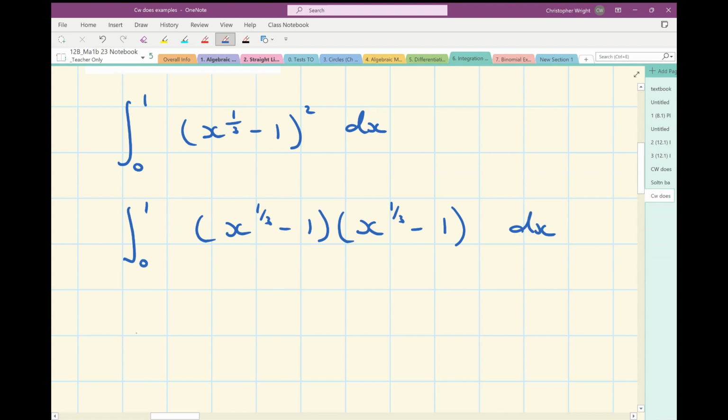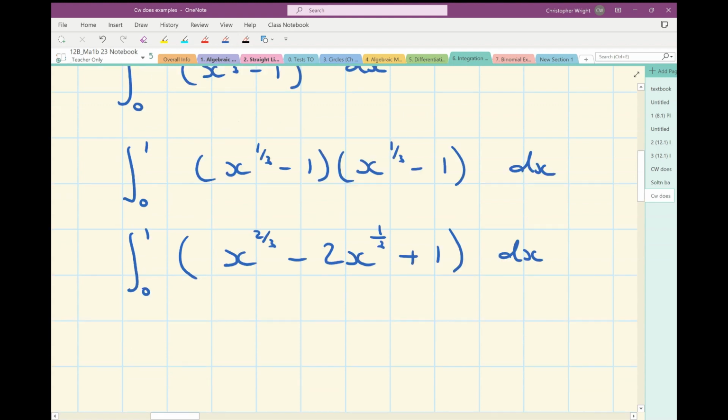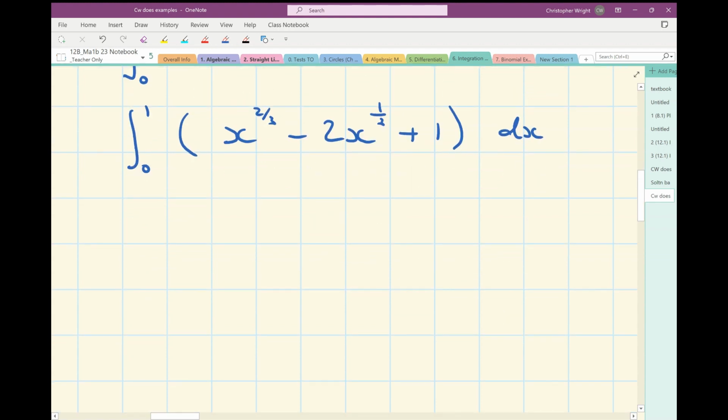And now I'm going to multiply out those brackets, expand those brackets. x to the power of 1/3 times x to the power of 1/3, add those indices, x to the power of 2/3. My middle term is minus x to the 1/3, and my outer term is minus x to the 1/3, so I get minus 2x to the 1/3. Minus 1 times minus 1 is plus 1, and I'm going to still be integrating that with respect to x. Right, I think I'm ready to integrate this now.